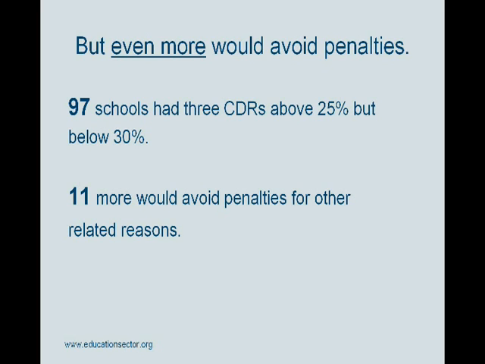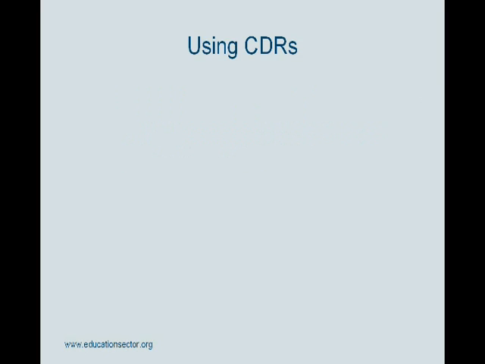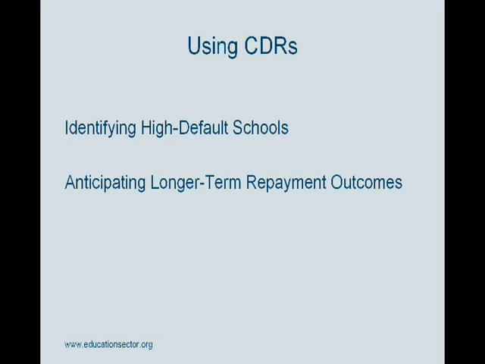Though Congress may not use the revised CDRs to sanction all high default schools, these data can help parents and students make better informed decisions. Parents and students can use CDR data to identify high default schools. These data can also help prospective students anticipate their long-term repayment outcomes based on the experience of previous borrowers at specific schools. Let's see how this information can be applied to a couple of actual schools.